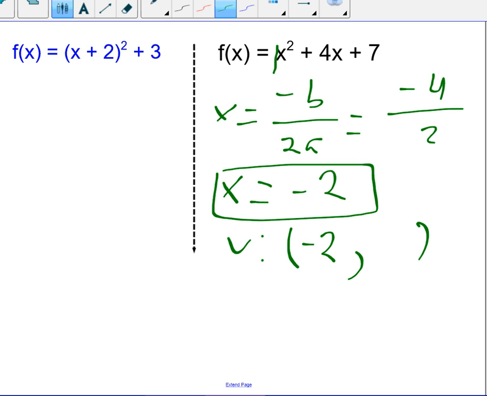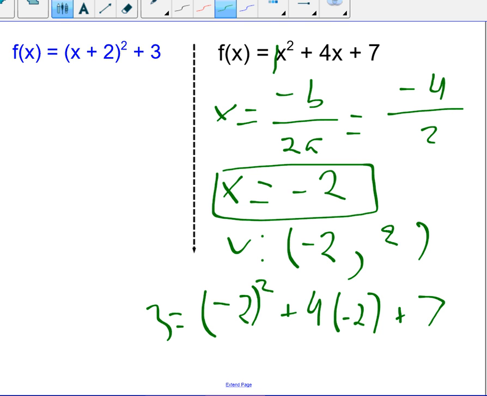So then to find y, I'm going to plug in negative 2 for x, and I've got negative 2 squared. Got to put that in parentheses if I'm going to put it in my calculator. Plus 4 times negative 2 plus 7, and that's going to give me, see, negative 2 squared is 4, minus 8 is negative 4, plus 7 is 3. So my vertex is at negative 2, 3. So we found our axis of symmetry and we found our vertex.